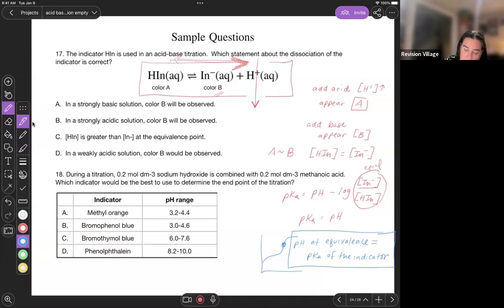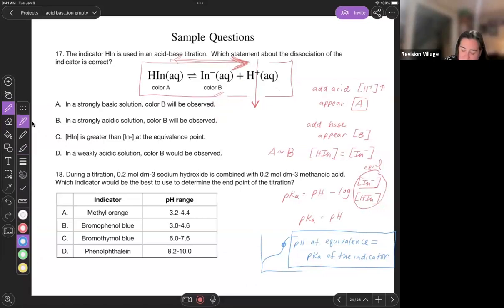Which statement about the dissociation of the indicator is correct? In a strongly basic solution, color B will be observed. If a solution is strongly basic, we will shift this equilibrium to the left and we will see color A. So that's not good. In a strongly acidic solution, oh my goodness, I don't think I did good on that. Let's reread that. Take away my X and admit I'm getting tired.